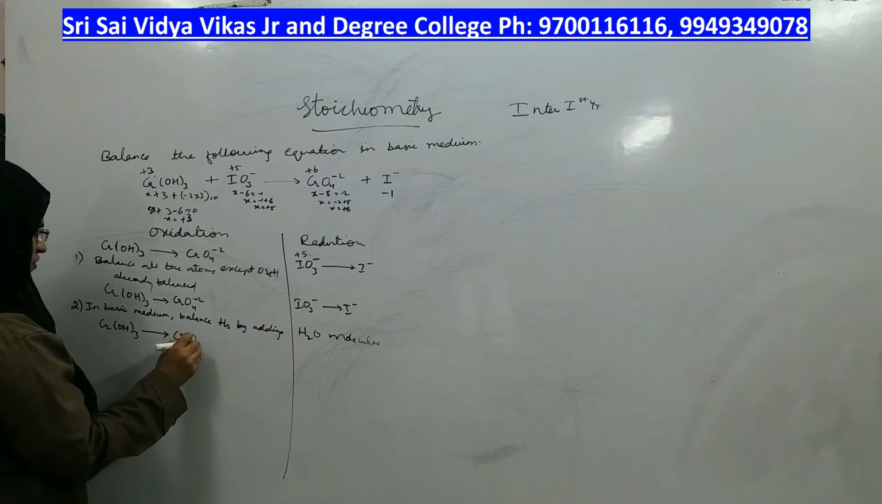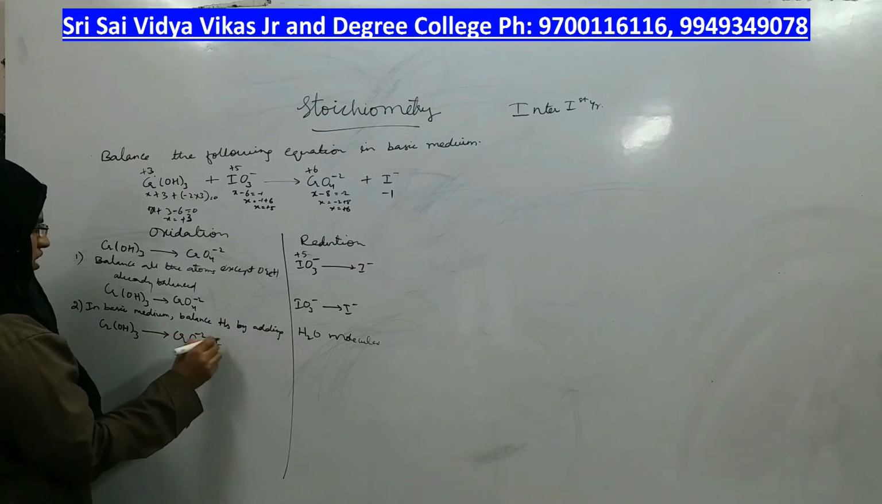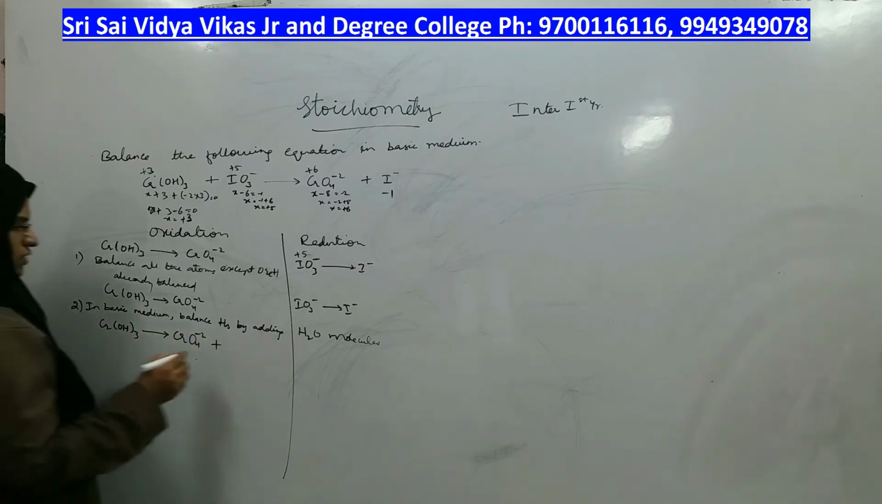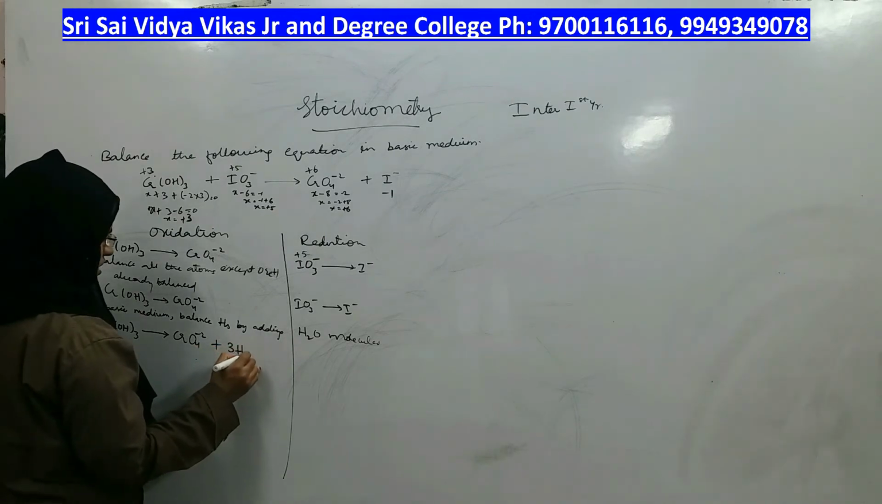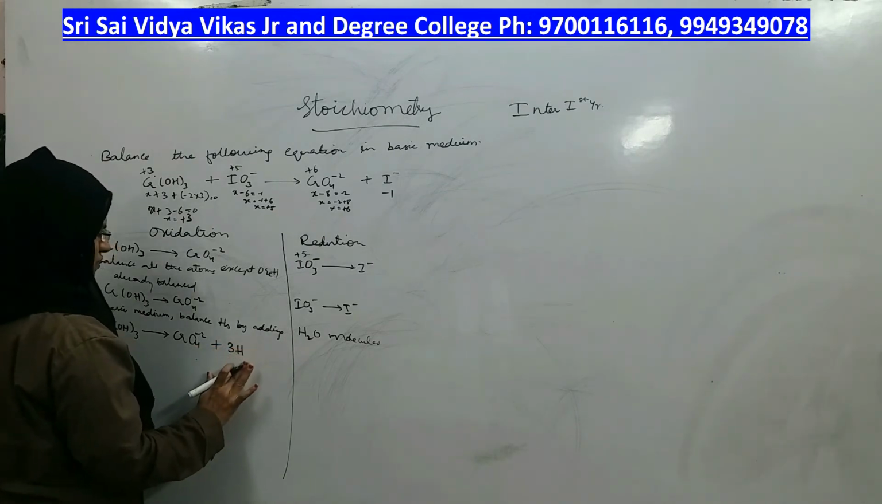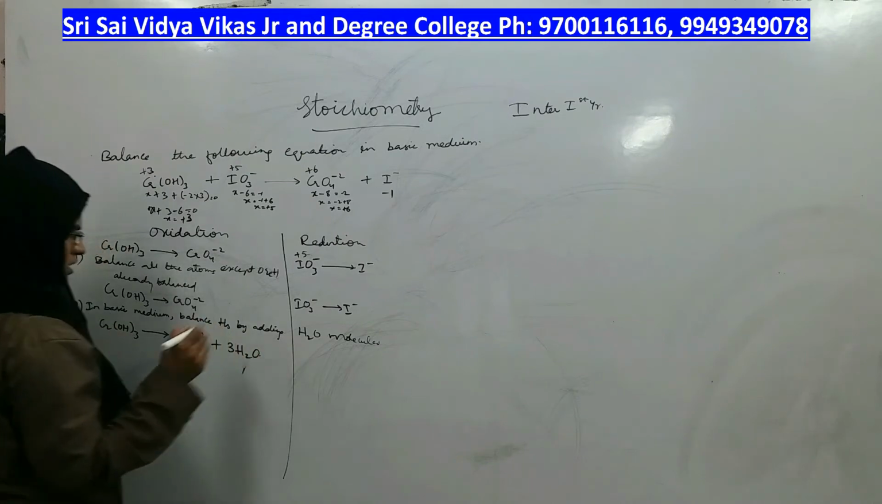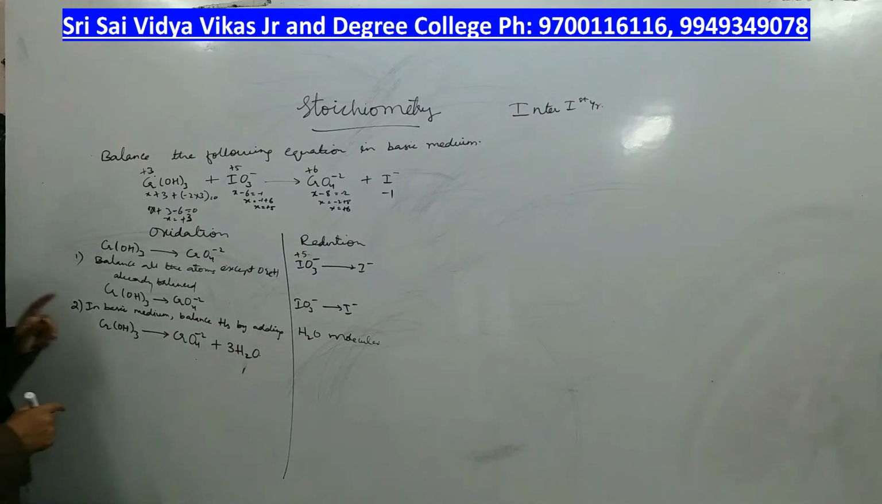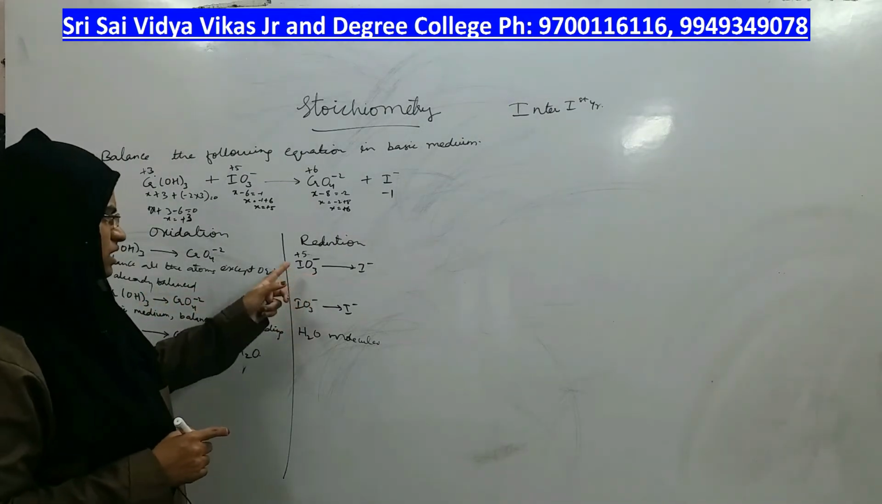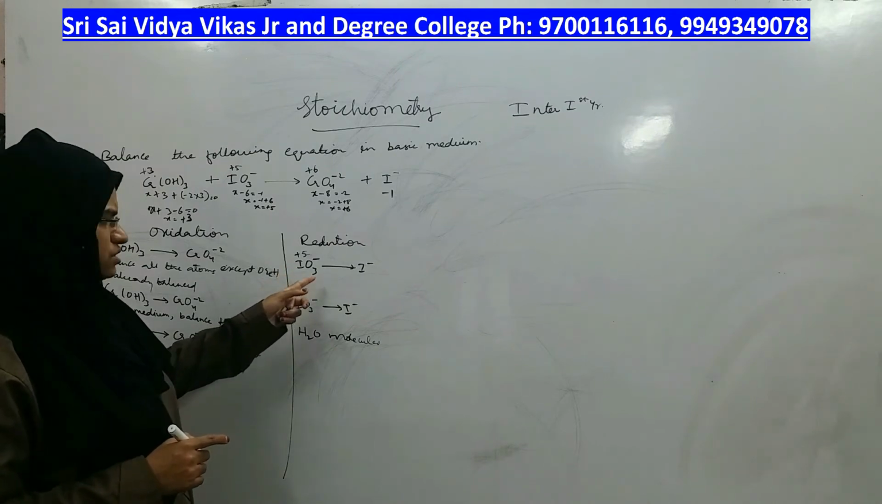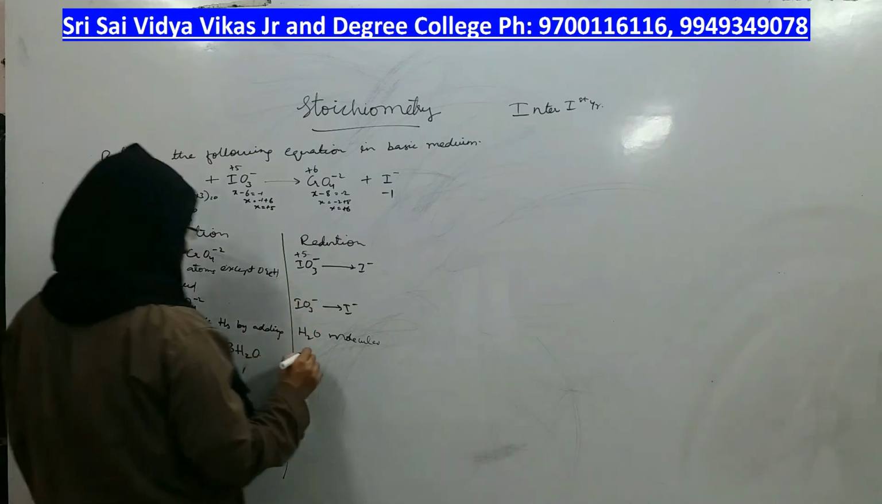Where is the shortage of hydrogens? On the right side. So however many are short, that many water molecules you have to add. 3 hydrogens are less, so we will add 3 water molecules. Right? Let us come to the other side. Is there any hydrogen to be balanced here? No. So let us write the same equation.